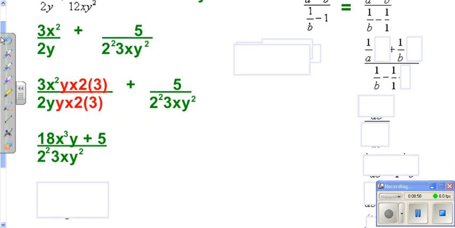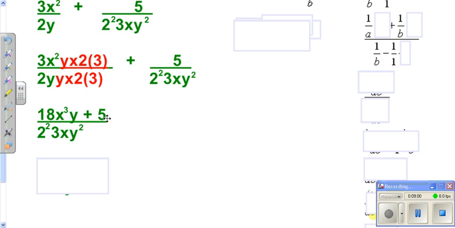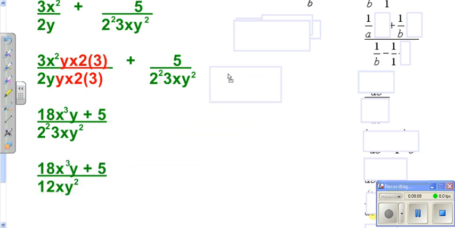Then you'd want to see, is there anything you can pull out of the top? 5 is a prime number, and 5 doesn't go into 18, so there are no common factors on the top and the bottom, so we'll just simplify the bottom a little bit, and we'll get 12xy squared. You cannot cross out your y's because it's not y times the whole top. You can't cross out your x's because it's not x times the whole top. You cannot cross out a 6 here because it's not a 6 times the whole top.